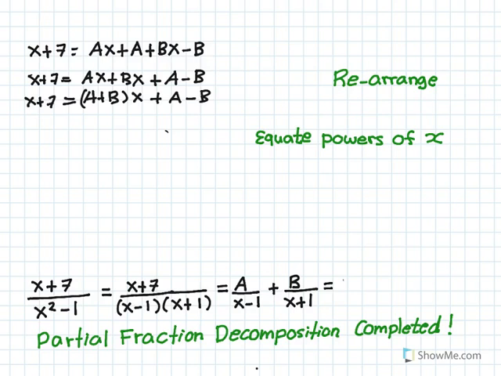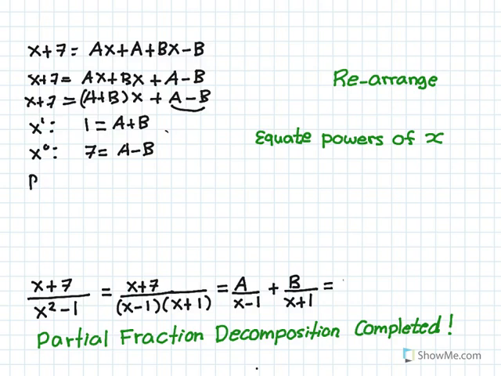So now let's equate the coefficients of x. We have x to the 1. So on the left-hand side, the coefficient of x is 1. On the right-hand side, the coefficient of x is a + b. Now let's look at the constant term, x to the 0. On the left-hand side, the constant coefficient is 7. On the right-hand side, the constant coefficient is a - b. Now we have a system of equations, two unknowns, and we can solve this.